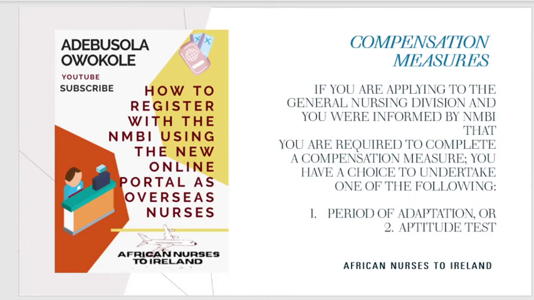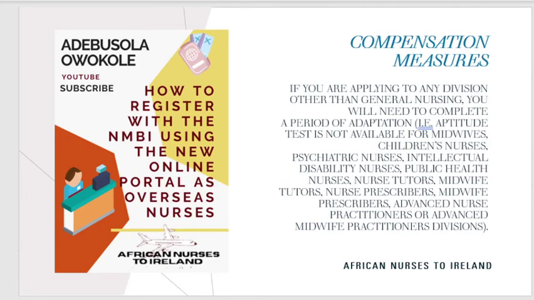Compensation measures. Now, if the outcome of your qualification recognition says you need to do any of the compensation measures, it's either the NMBI wants you to undertake a period of adaptation or undertake the aptitude test. I've explained these two in 2 different videos on YouTube. The adaptation and what to expect in the adaptation, I've explained that as well, and the test and the things you see on the day of your test and everything about the test I've also explained in another video on YouTube. If you go on my channel, on my name, and then you click on videos, you see all the videos I've uploaded recently.